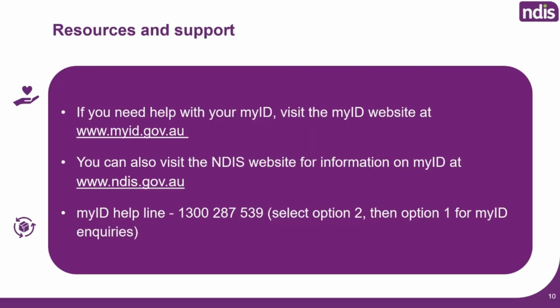There are a number of resources and support for providers for this transition, including the myID website, which is www.myid.gov.au. You can also visit the NDIS website for information on myID, which is www.ndis.gov.au. There is also an individual helpline you can call for myID queries, which is 1300 287 539.